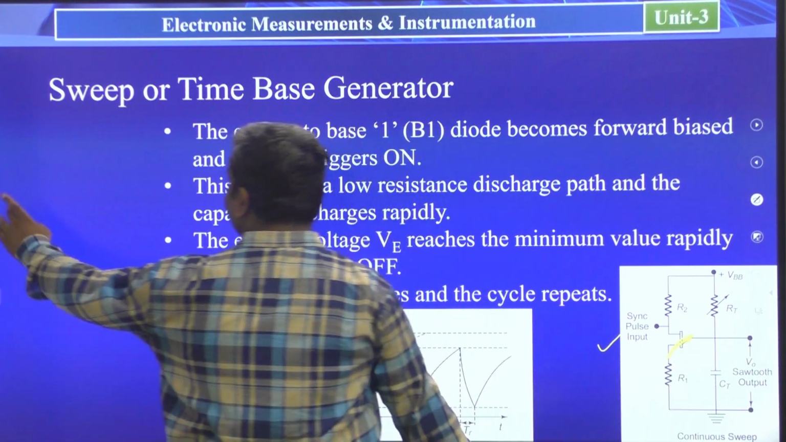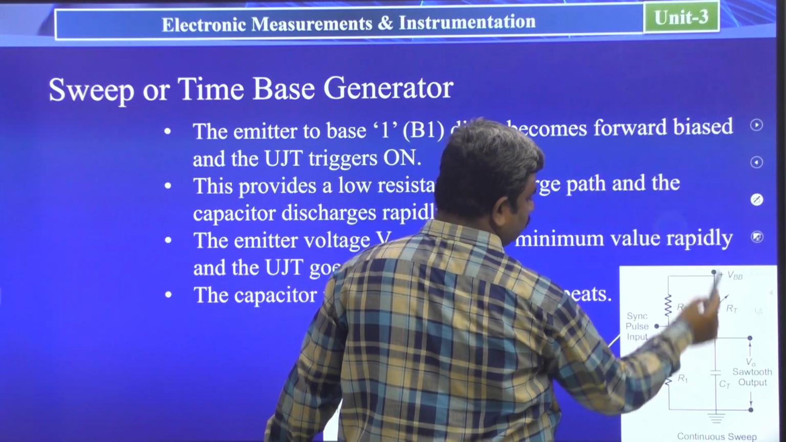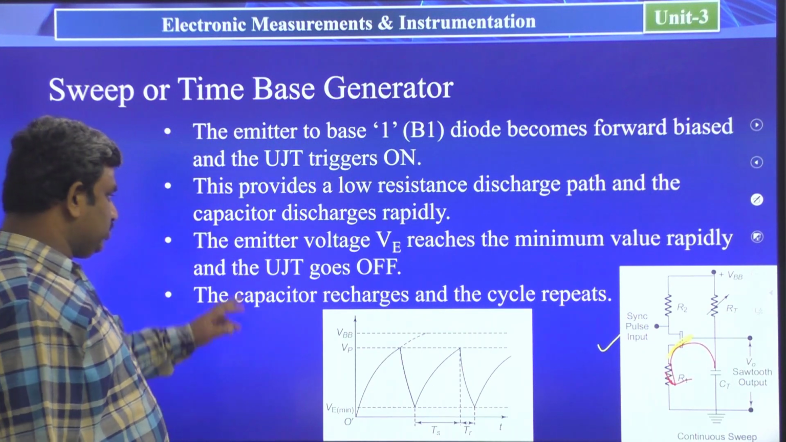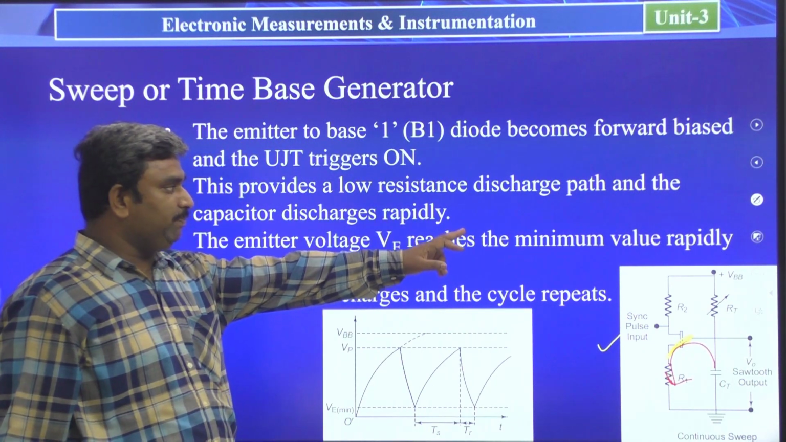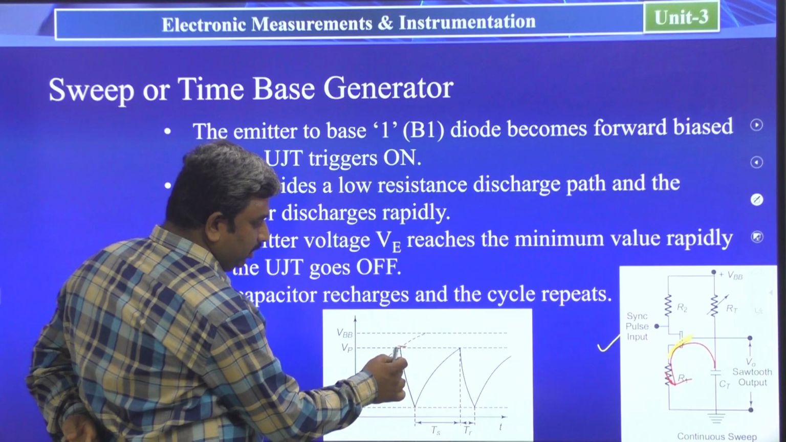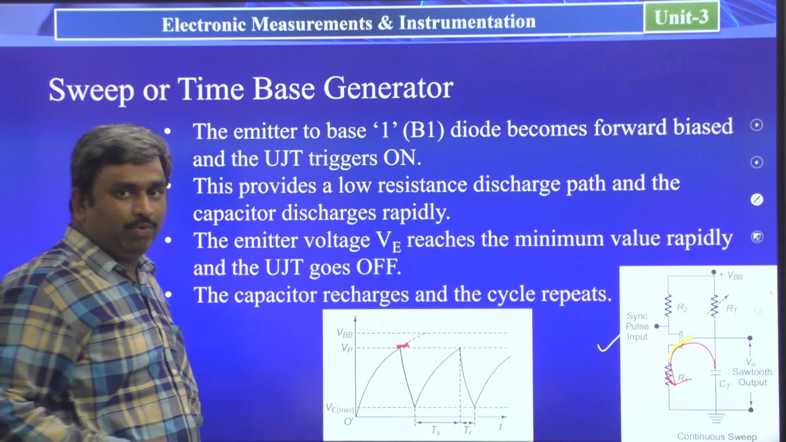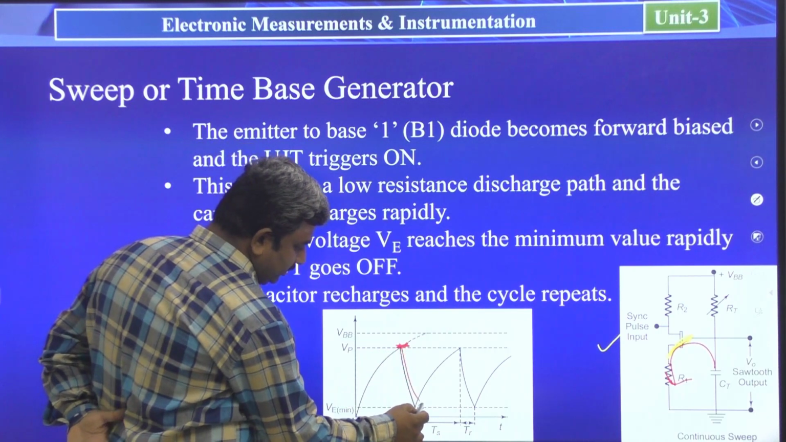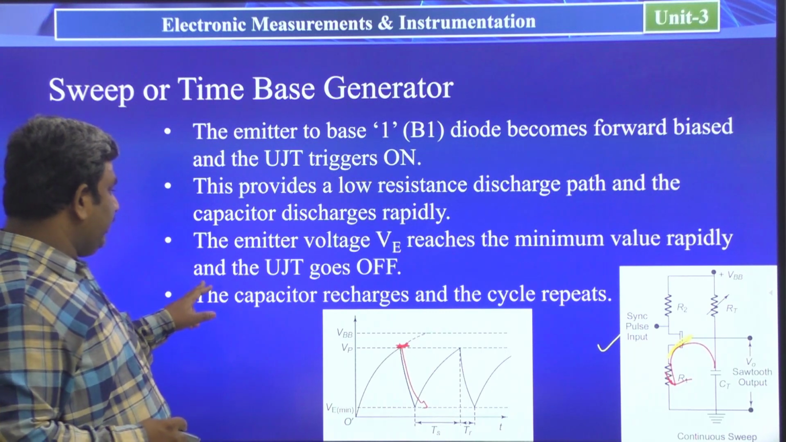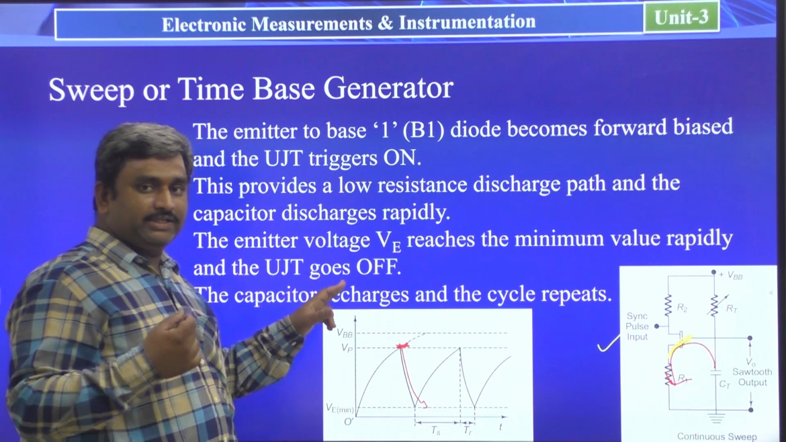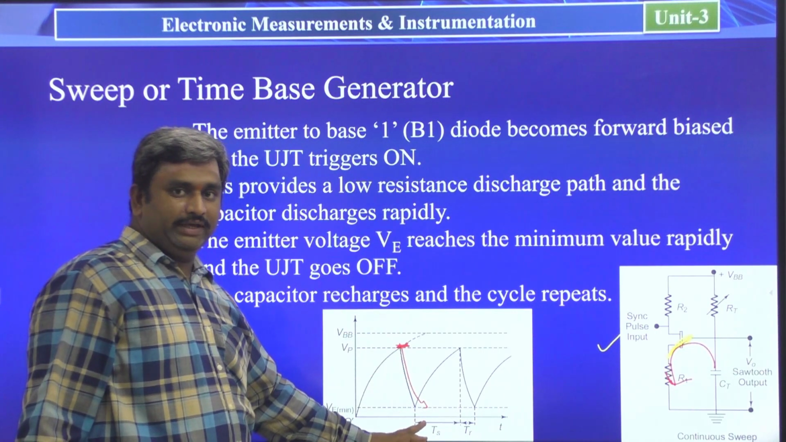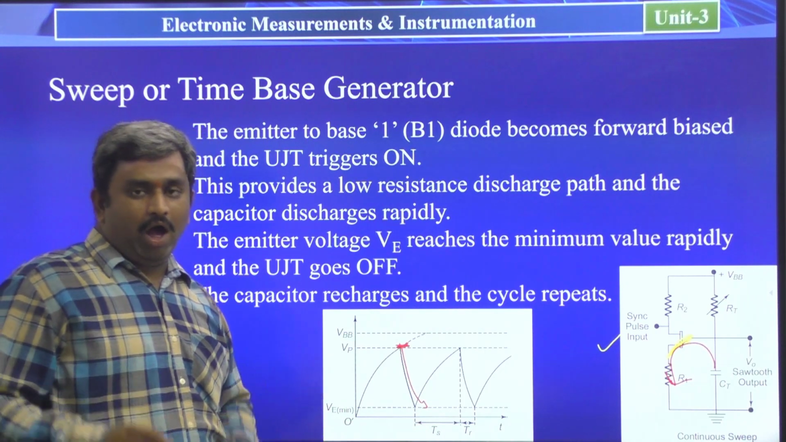At this time, the capacitor is discharged in this direction. The emitter voltage VE reaches its minimum value rapidly and the UJT goes off. Now, actually, we are at the peak voltage position, and it is discharged in this direction up to the VE min voltage. Once it reaches VE min, the UJT is in the off position.